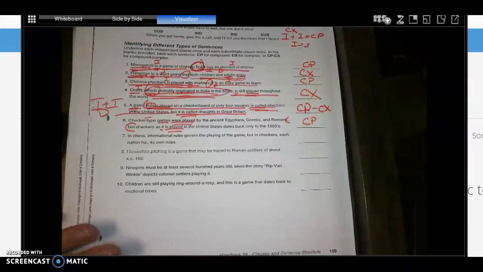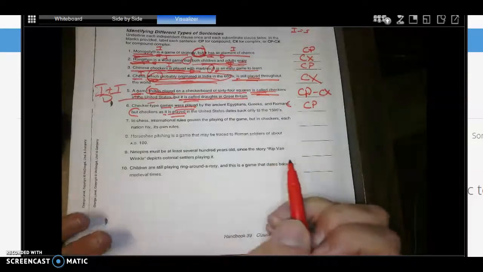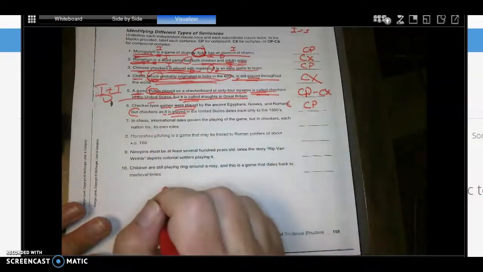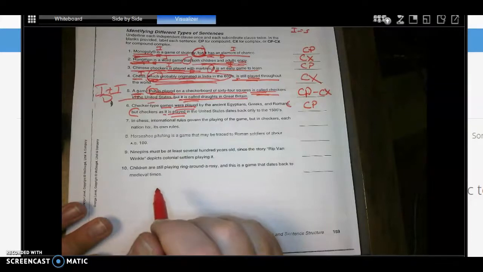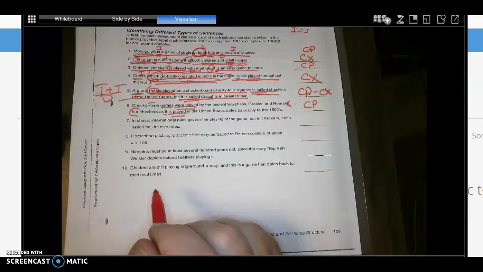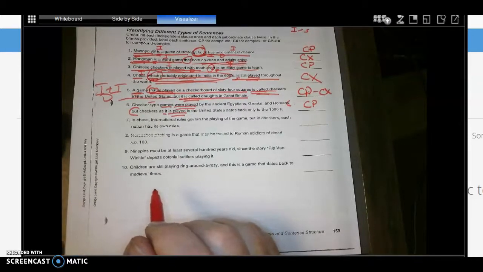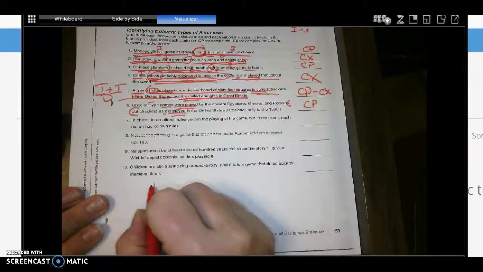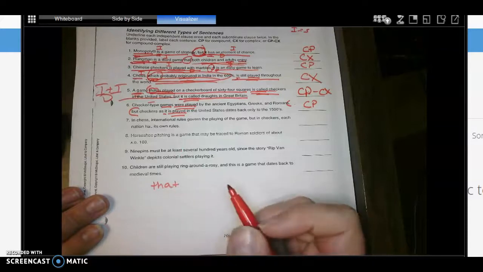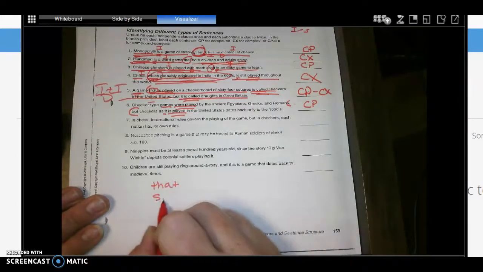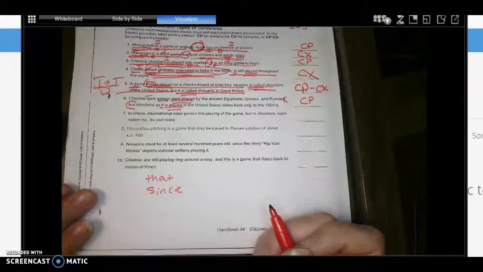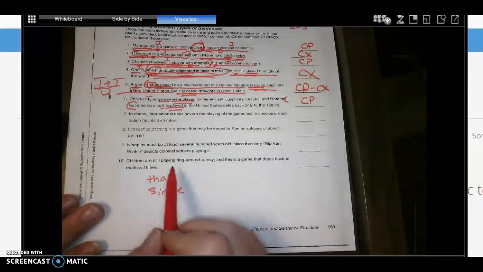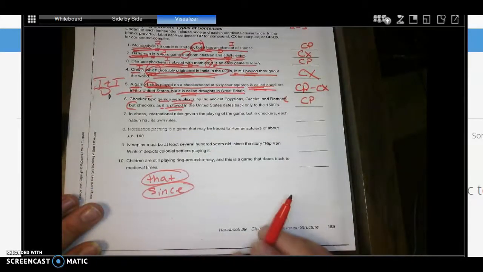Okay. All right. Go ahead and try the last 4 yourself. Do the best you can. If you get stuck, let me know. But find your subjects and verbs. Look for your clue words. I'll go ahead and give you a hint. Your clue words for your dependent clauses in these are going to be that and since. Okay? So if you see those words, those are going to indicate to you that you have a dependent clause. So be on the lookout for those. Okay. Let me know if you have questions.